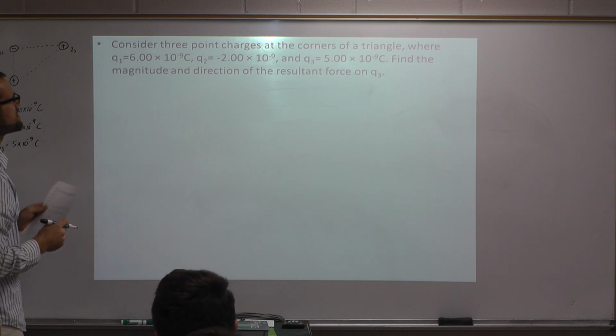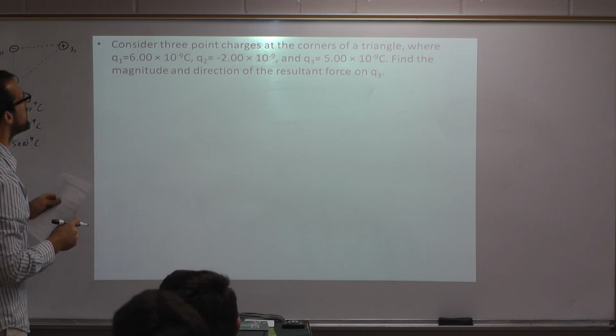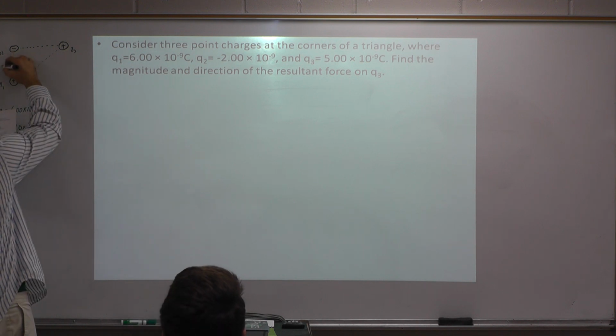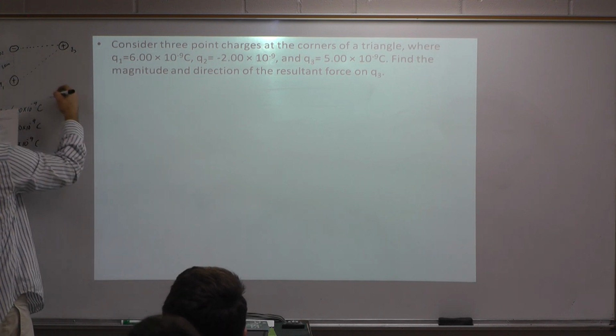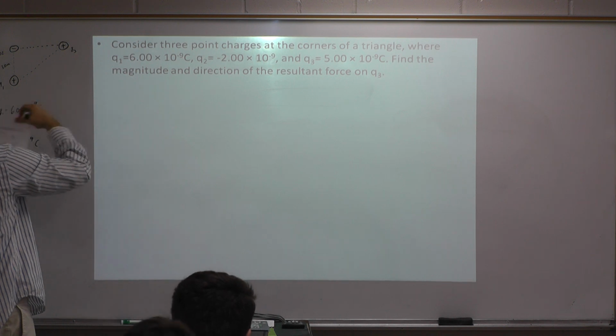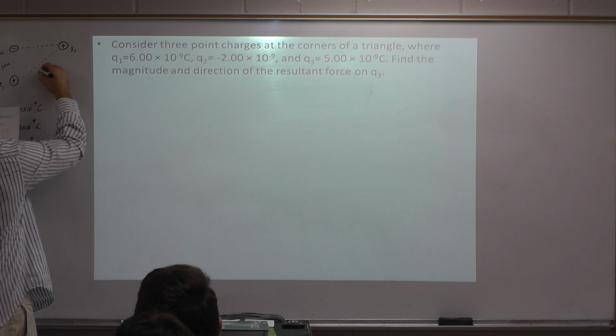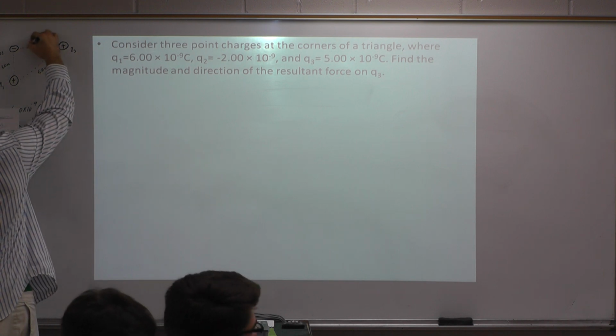Okay, some other information that they give us. The distance between these two is 3 meters. Again, they would give you all this information. I just didn't want to write it all up there to save some room. Okay, this is 5 meters. And this is 4 meters.